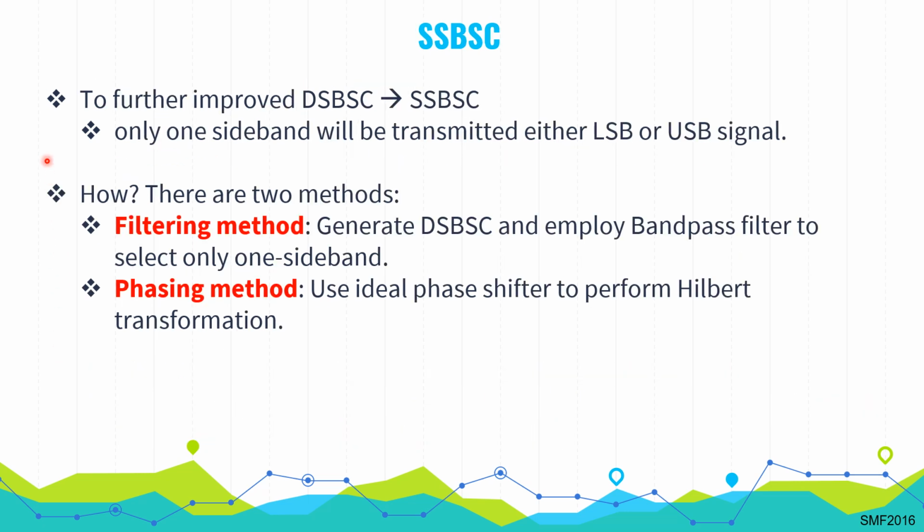To further improve upon DSBSC, we can use single sideband suppressed carrier, SSBSC. In SSBSC, only one sideband is transmitted, either the lower sideband, LSB, or the upper sideband, USB. There are 2 methods to generate SSBSC. 1. The filtering method. First, generate a DSBSC signal and then use a bandpass filter to select only one sideband, either LSB or USB. 2. The phasing method. Use an ideal phase shifter which allows us to isolate one sideband. We'll explore these methods in more detail in the next slides.